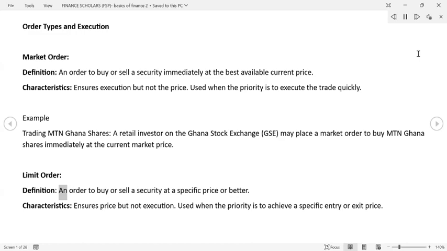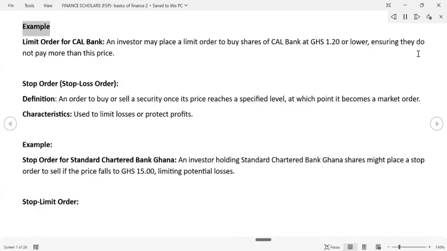Limit order. Definition: an order to buy or sell a security at a specific price or better. Characteristics: ensures price but not execution. Used when the priority is to achieve a specific entry or exit price. Example: limit order for CalBank. An investor may place a limit order to buy shares of CalBank at GHS 1.20 or lower, ensuring they do not pay more than this price.